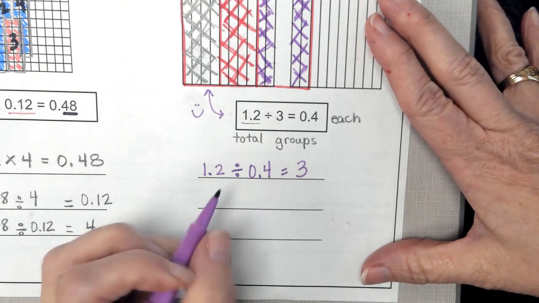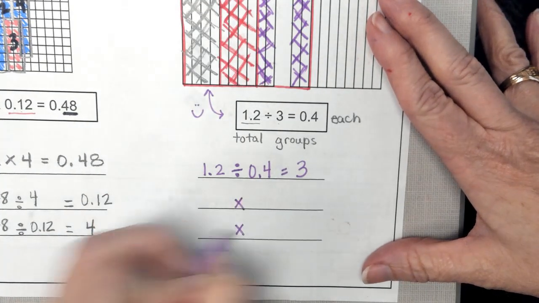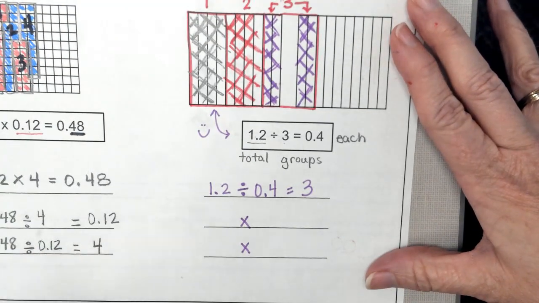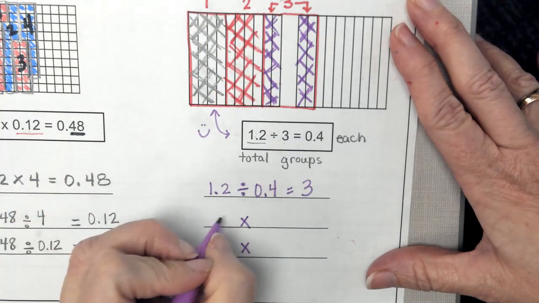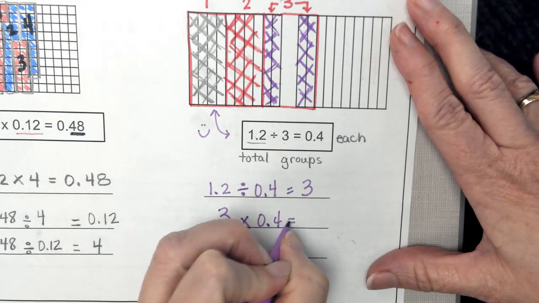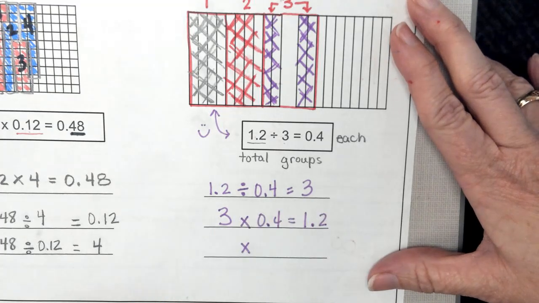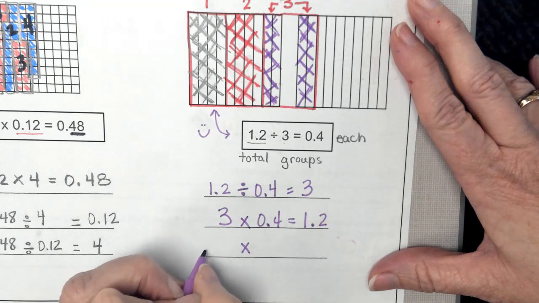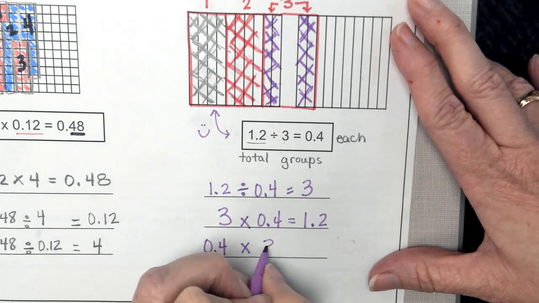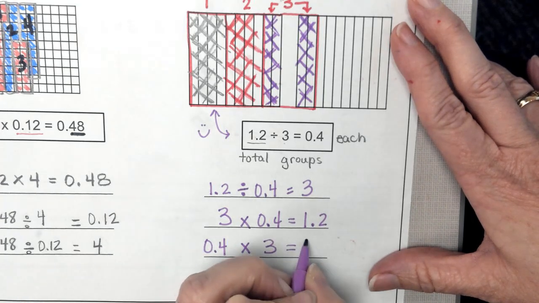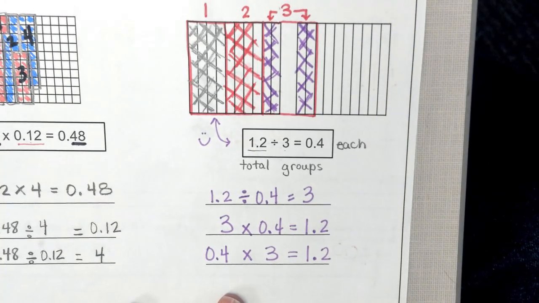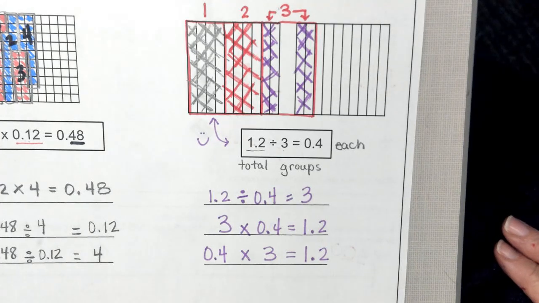Another way to think about this is by using multiplication. Remember, multiplication is like the inverse of division. So we could say we have 3 groups with 4/10 in each, and that will give us a total of 1 and 2/10. Or we could say we have 4/10 3 times, and that will give us 1 and 2/10. So this picture and all of these equations should go together.